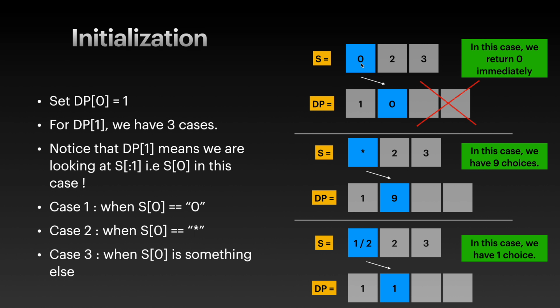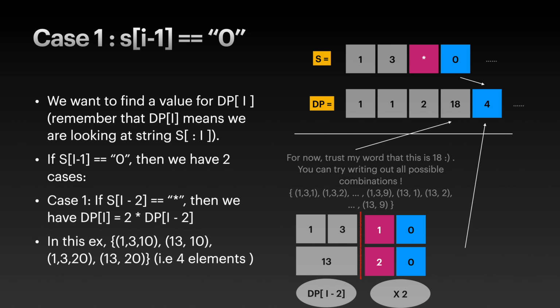Because when this is 0, it is an invalid value. We cannot have 0, 2, even though when you write int of 0, 2 you get 2, but 0, 2 is not valid. So that's the lucky case. When the first element is the asterisk mark, that means we have 9 choices to consider, 1 through 9, so that's why we have 9 here. And when we have 1 or 2, then we have 1. So that's the initialization here.